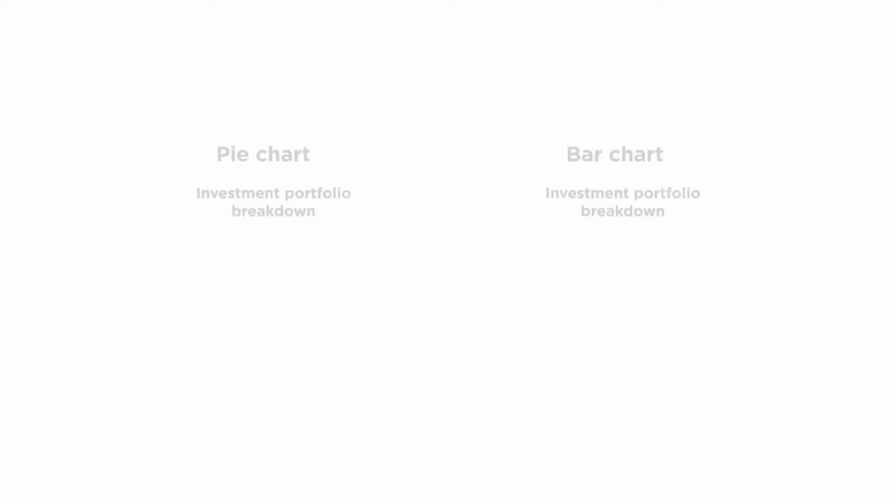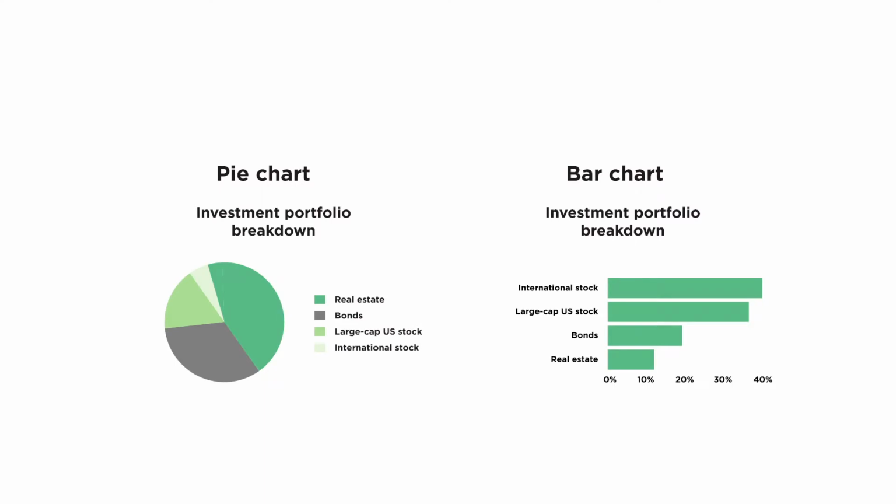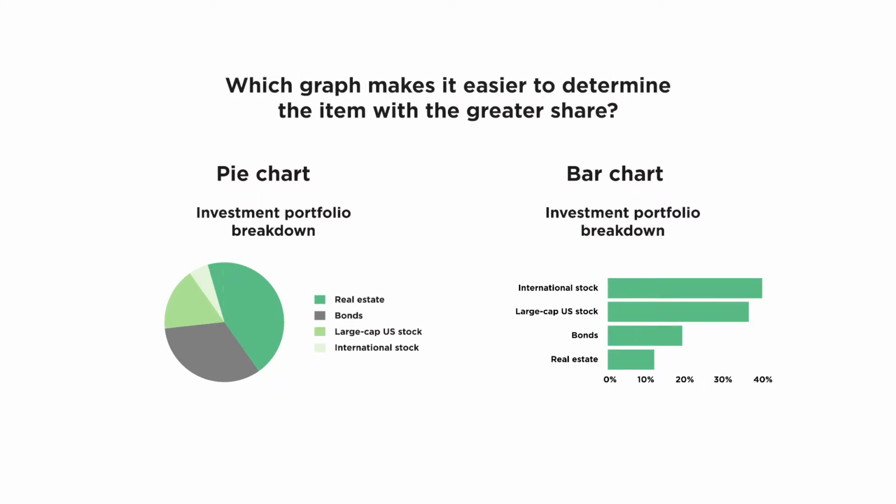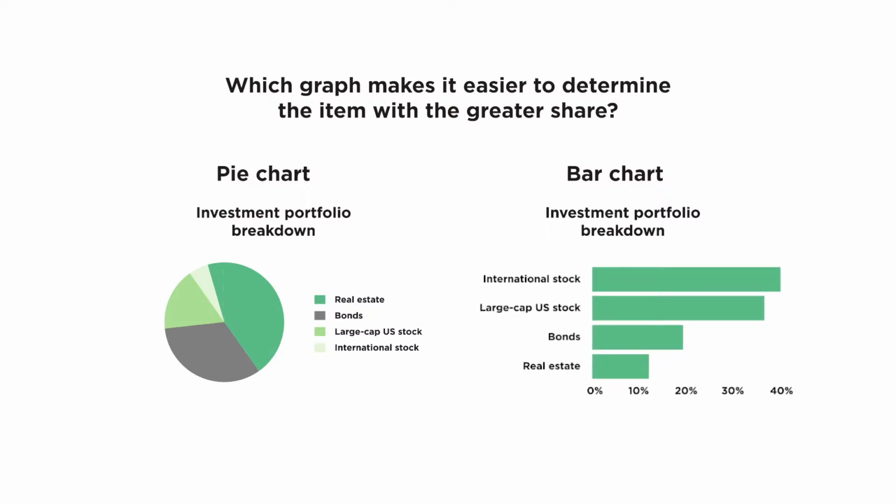To illustrate some of the common pitfalls in data graphic design, we'll go through a simple exercise designed by Stephen Few. Take a look at these two graphs. Which graph is easier to determine whether mid-cap U.S. stock or small-cap U.S. stock has a greater share? Is it the pie chart or the bar graph? If you selected the bar graph, you're correct. But why?